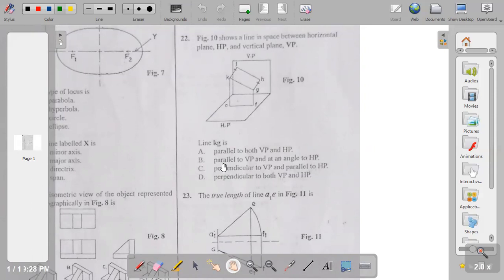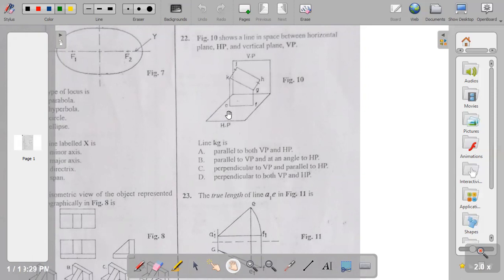Option B says KG is parallel to VP and at an angle to HP. I'll go with option B, but let's see what C is saying. C says perpendicular to VP. No, KG is not perpendicular to VP. KG is parallel to VP. Option D says perpendicular to both VP and HP. KG is neither perpendicular to VP nor HP. So I'll go with option B that says parallel to VP.